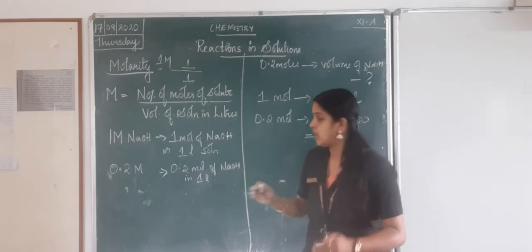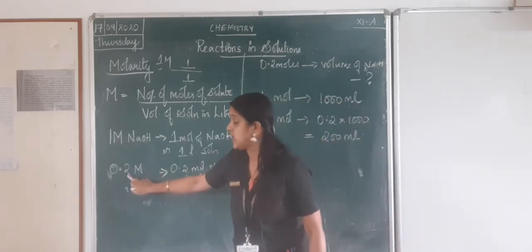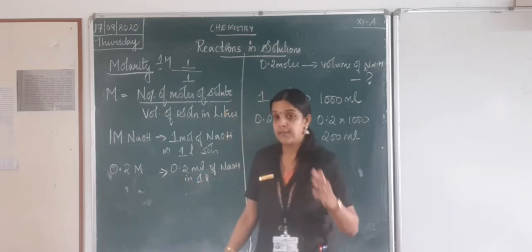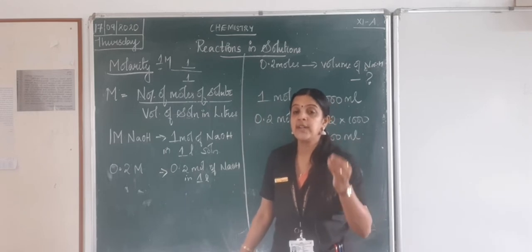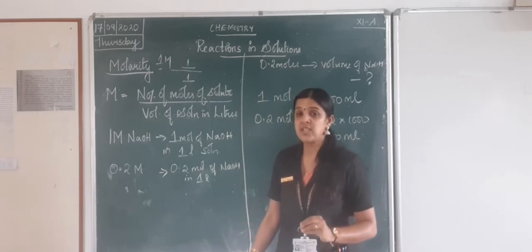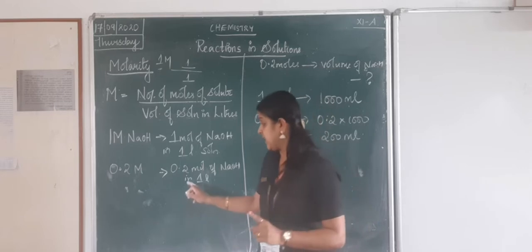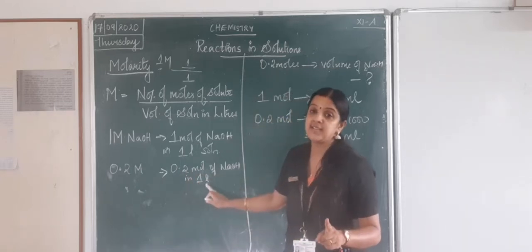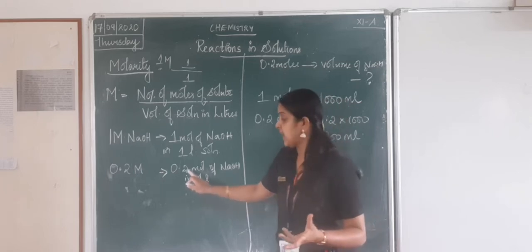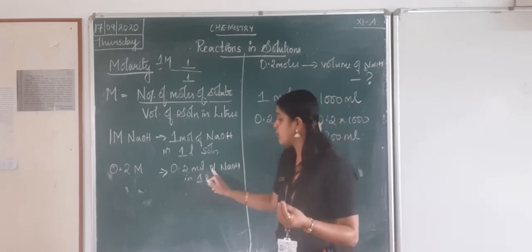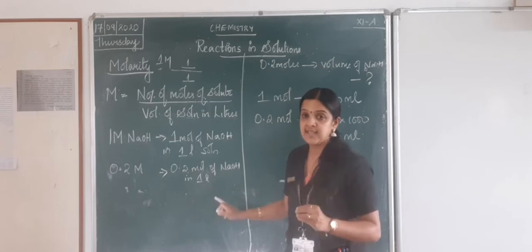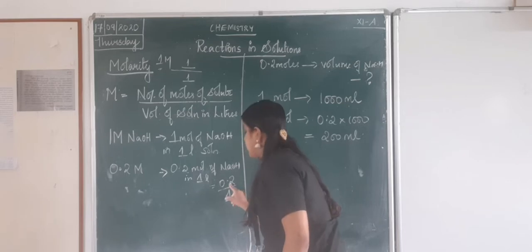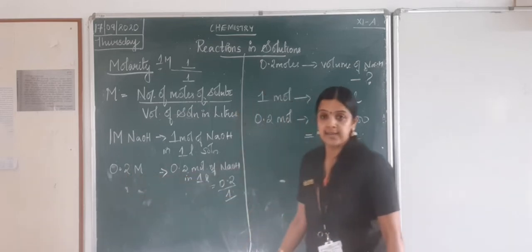Yes. Now, if I need to prepare 0.2 molar of NaOH, what do I need? I need 0.2 moles of NaOH in 1 liter solution. Am I right, children? I want 0.2 moles of NaOH in 1 liter solution. That will make 0.2 divided by 1, which is 0.2 molar.